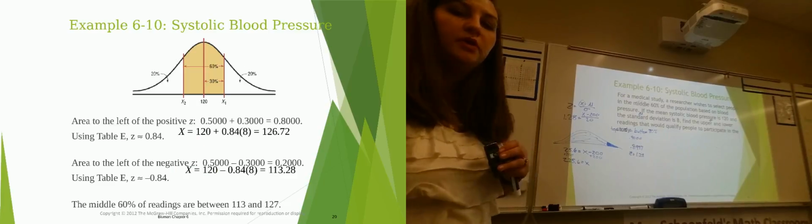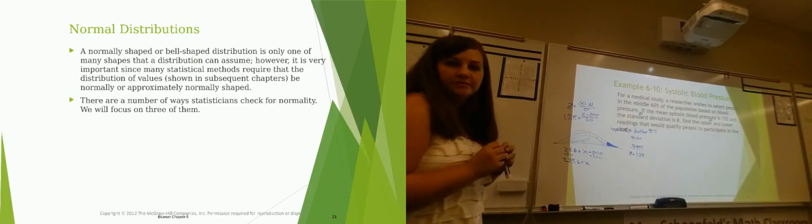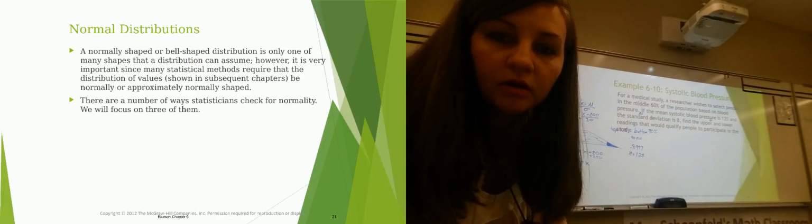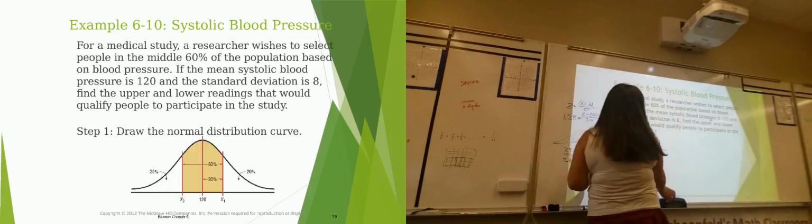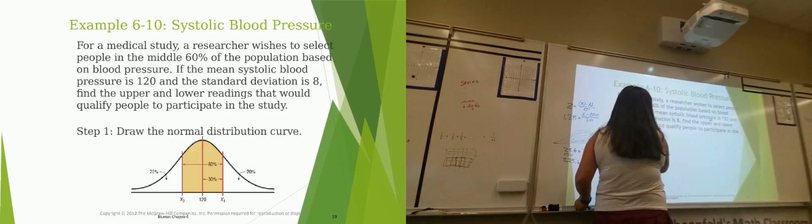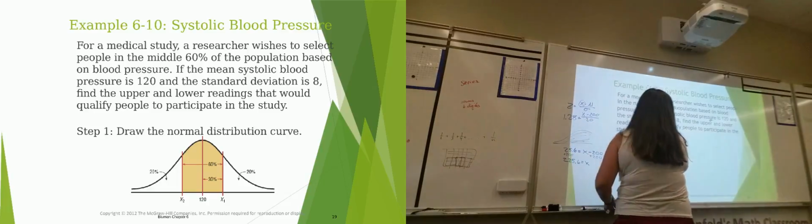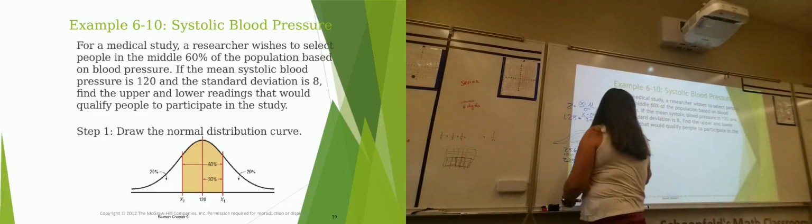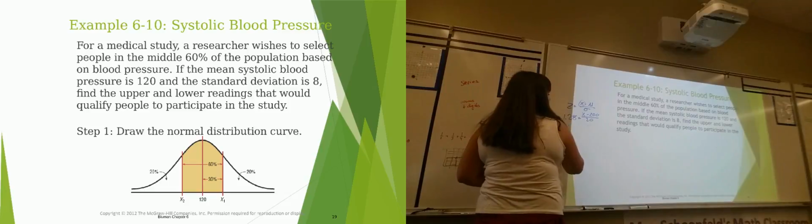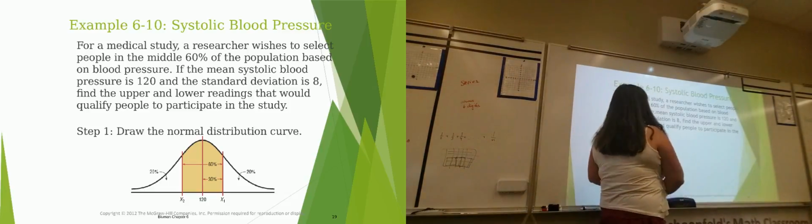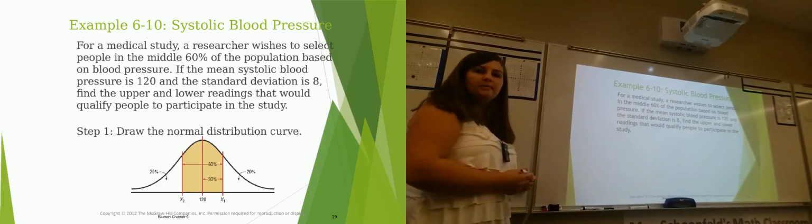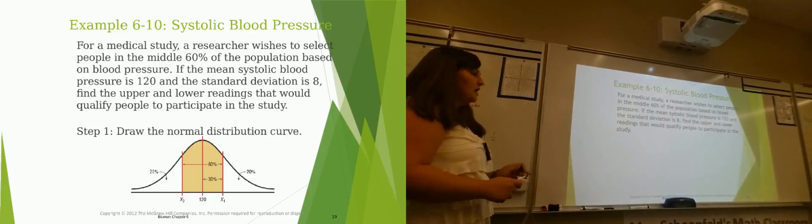Okay, so now we're going to do, oops, did I go back too far? Okay, for a medical study, researchers wish to select the middle 60% of the population based on blood pressure. If the mean systolic blood pressure is 120 and the standard deviation is 8. Okay, so that's going to be the same sort of problem that we're going to do.